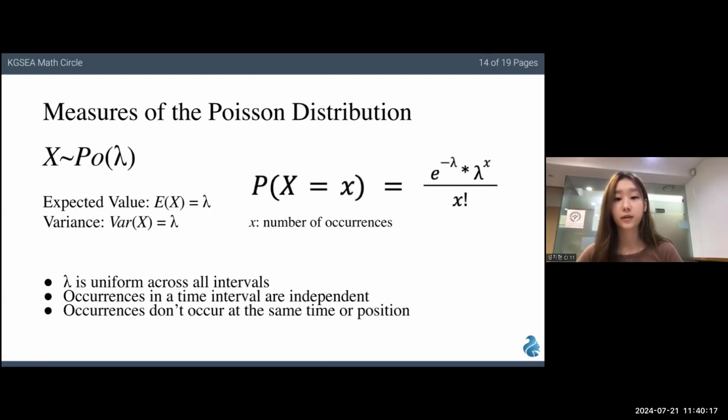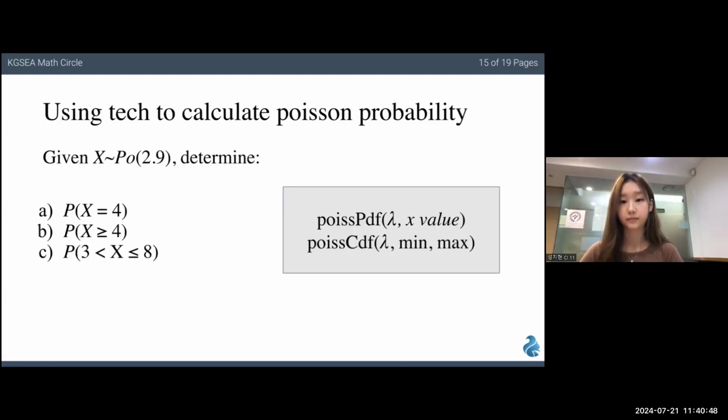This is the measure of the Poisson distribution. Similarly, you can find the null distribution, and let's say that random variable X has a Poisson distribution with lambda. Here, lambda is both the expected value and the variance, and they are equal. On the right-hand side is the equation, yet we will not be using that. Other characteristics of the Poisson distribution include that lambda is uniform across all intervals, and occurrences in a time interval are independent and don't occur at the same time or position.